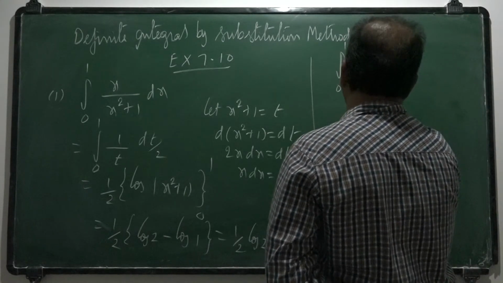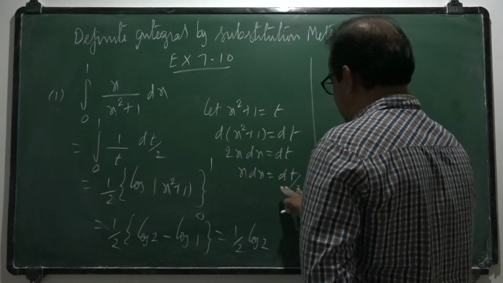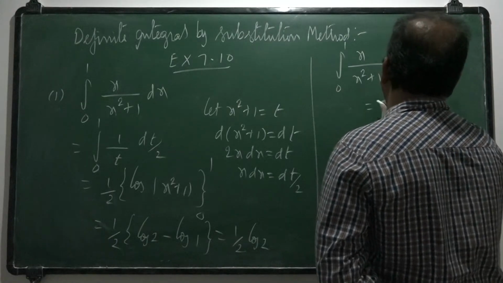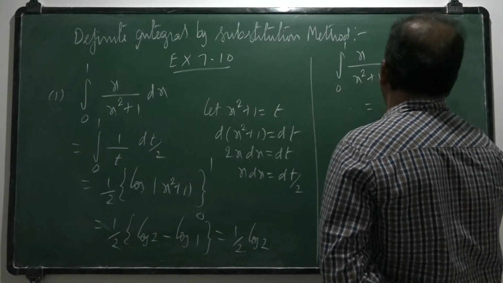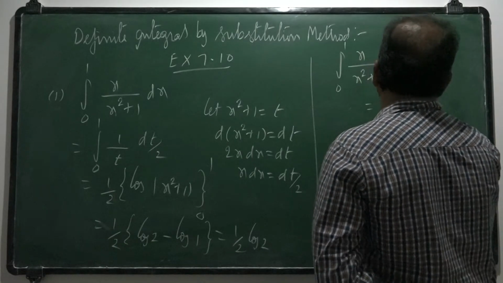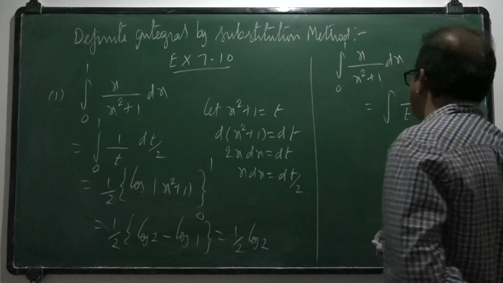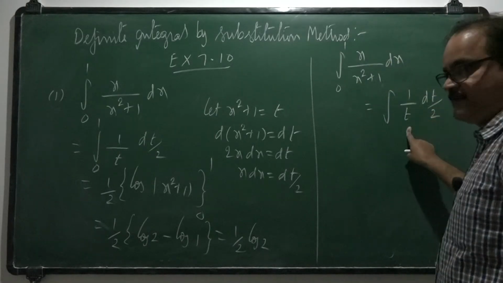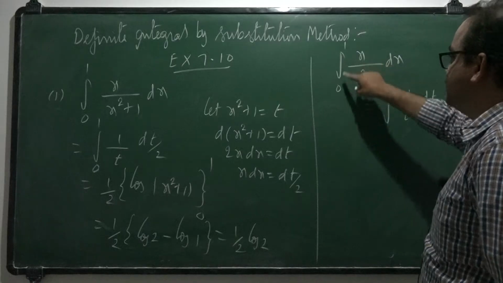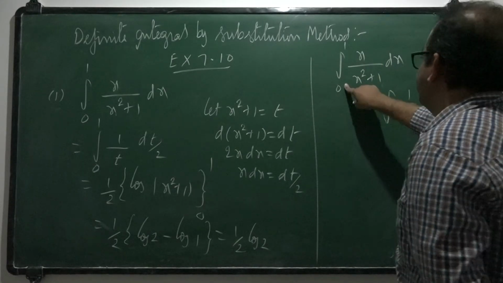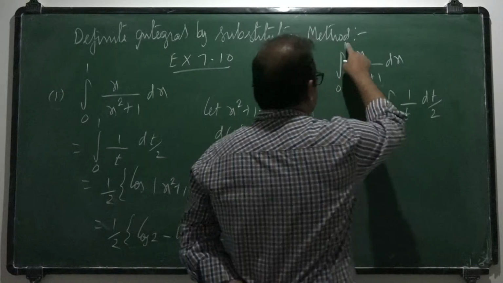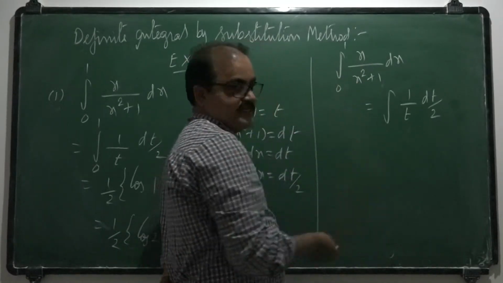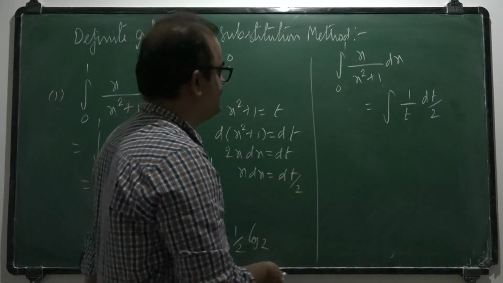Now from this it becomes, here we write this in terms of t, integral of 1 by t into dt by 2. If you convert the integral in terms of t, then you must change the limits of integration also. Here these limits are the limits of x. Now we change these limits in terms of t also.